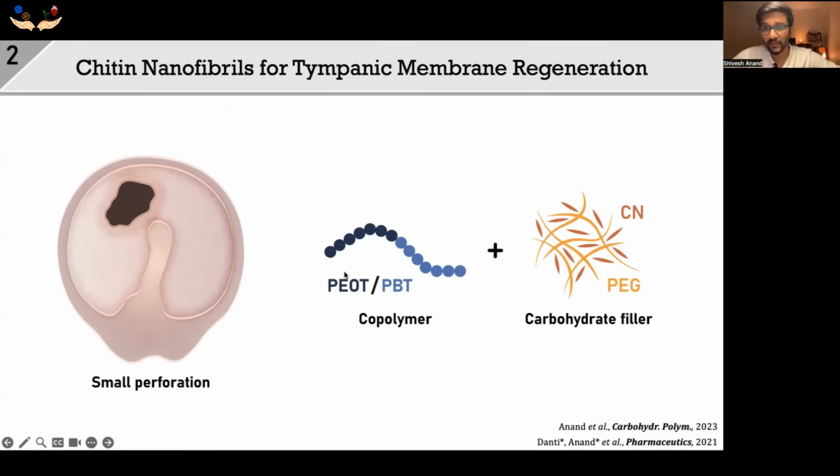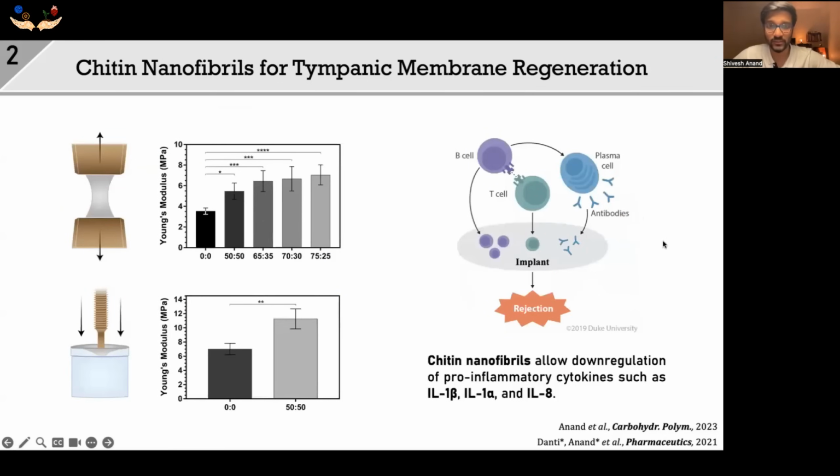We wanted to expand this material by including a carbohydrate-based nanofiller in the form of chitin nanofibrils. The use of chitin nanofibrils provides 2 different advantages. The first, in terms of mechanical reinforcement, which was confirmed using both indentation and tensile measurements. In both the cases, we saw that the inclusion of chitin nanofibrils drastically improved the mechanical properties of the tympanic membrane scaffolds.